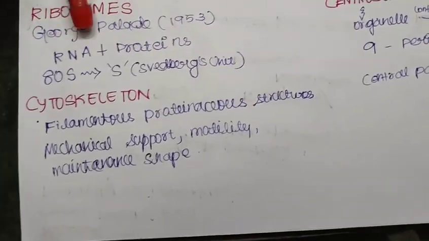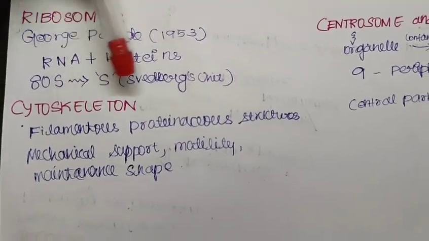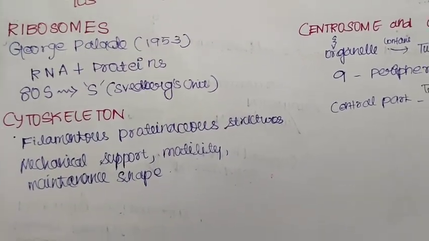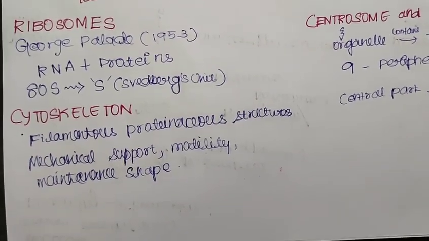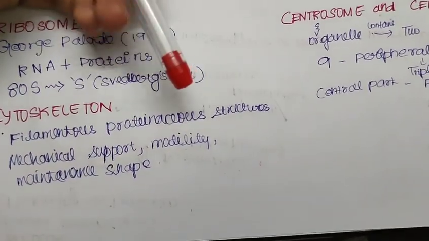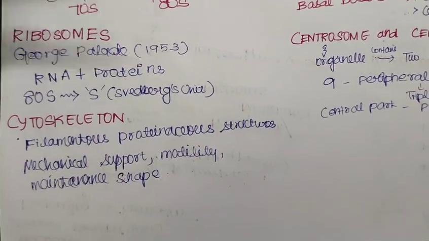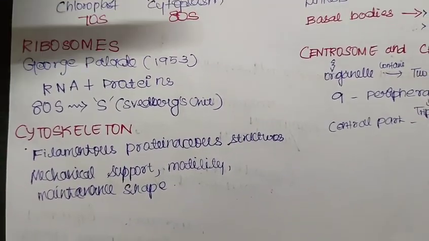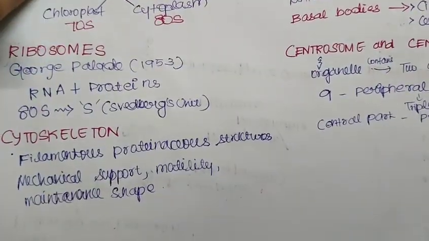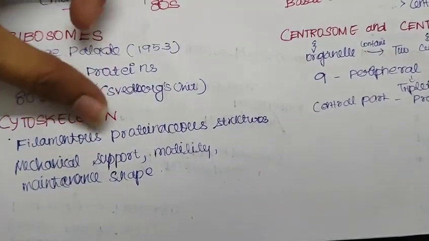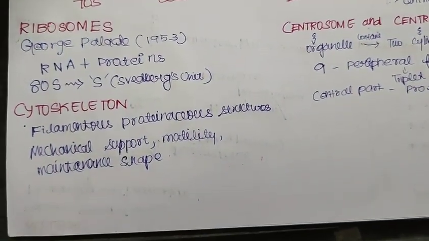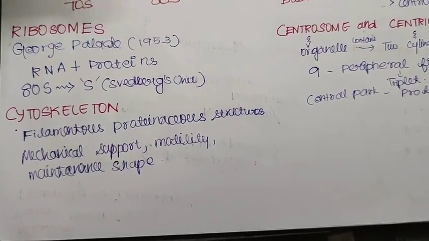Now we will talk about the cytoskeleton. These cytoskeletons are nothing but networks of filamentous proteinaceous structures found in the cytoplasm. So these together are called the cytoskeleton. They provide mechanical support, motility, and also maintain shape.